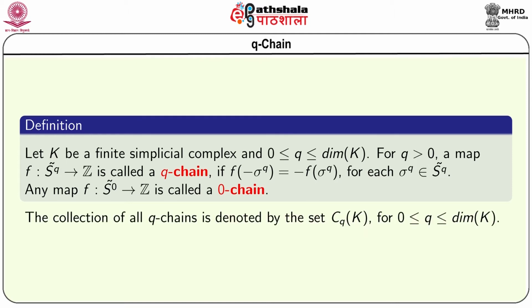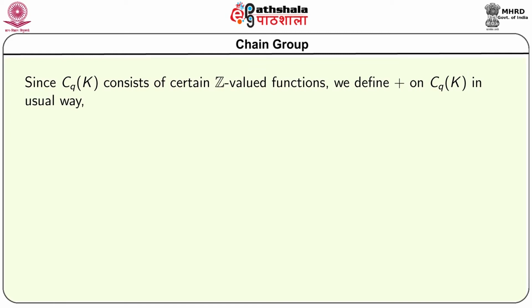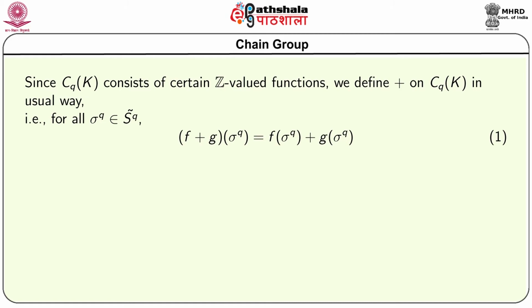Now, the collection of all q chains is denoted by the set Cq(K) for 0 less than or equal to q less than or equal to the dimension of K. And since Cq(K) consists of certain Z valued functions, we define addition on this set in the usual way. That is, for all sigma q belonging to Sq tilde, we define f plus g of sigma q as f of sigma q plus g of sigma q. Since the ranges of f and g are integers, f sigma q plus g sigma q gives us an integer.